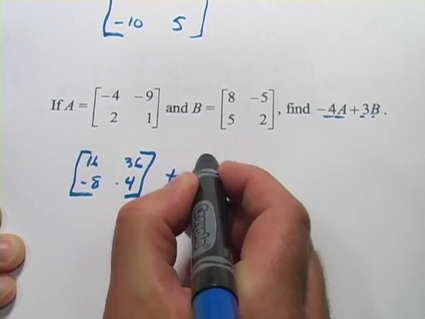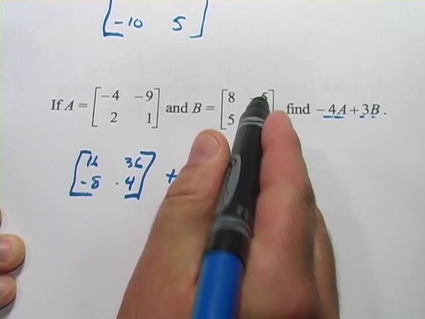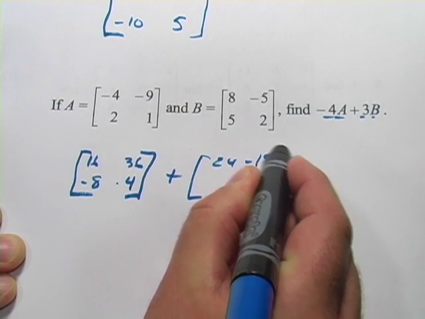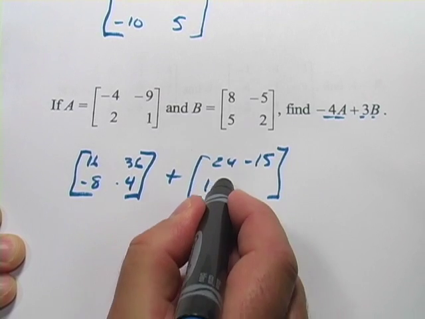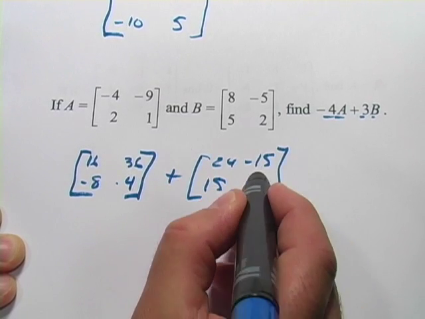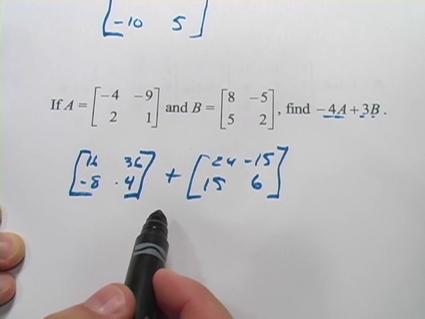And now plus 3 times b. Here's b, so 3 times 8 is 24. 3 times negative 5 is negative 15. 3 times 5 is 15. And 3 times 2 is 6. Now we have our multiplication done.